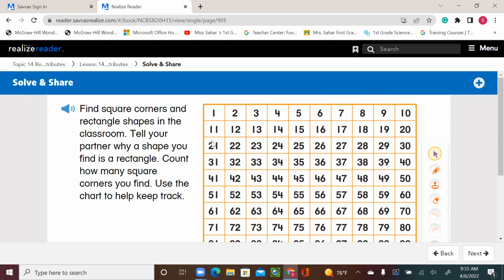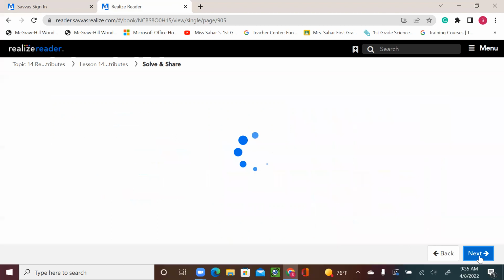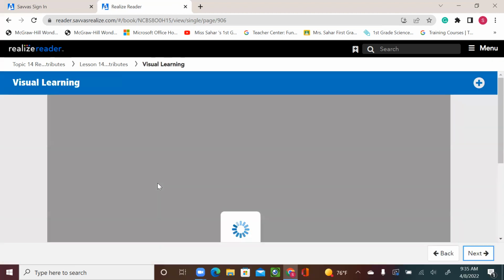So in your room, you can look and see a tissue box, table, desk, picture, door, frames, and you can use the 100 chart to count how many of these shapes you find, and you can use 2 different colors. So for example, any shape that you see is a square, you can color red, and any shape that you see is a rectangle, you can color blue. And now you have 2 different colors to find out how many. All right, let's go to our video.